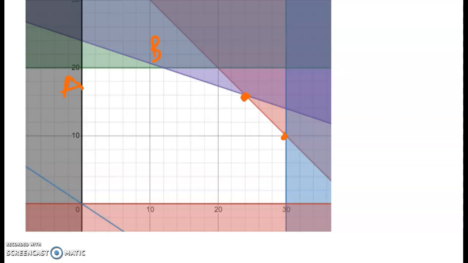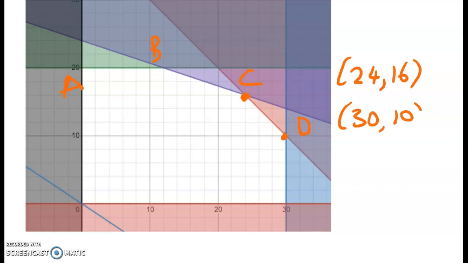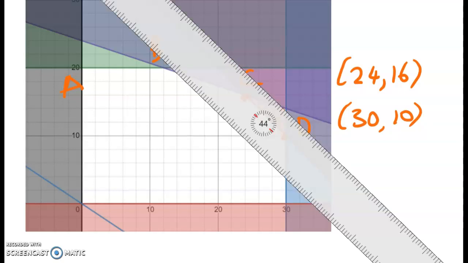Okay, so what they're asking is about the slope of the objective function. So if you've understood part B, this question's actually not that bad. What we're looking for is to say, well, what are the coordinates of point C? So point C is 24, 16. And what are the coordinates of point D? Well, that's 30, 10.